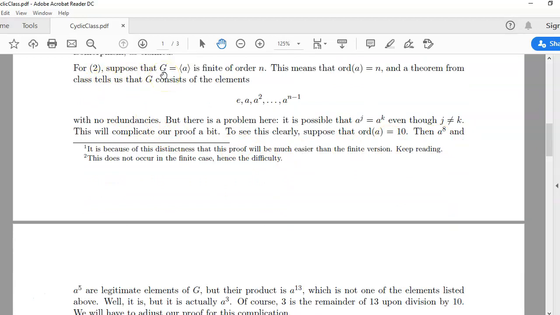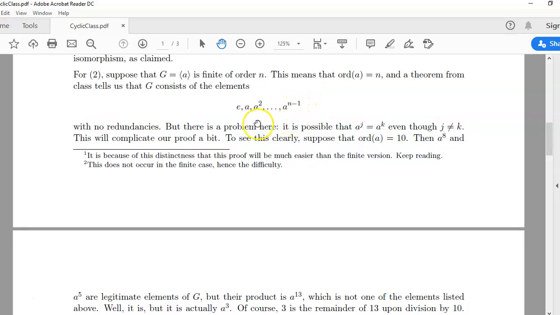So suppose that G is generated by a, okay, and a is going to have to be a finite order element of order n because the same thing is true for G. Well, we had a theorem from class, back when we met face to face, that says when the order of a is n, this is your complete list of elements with no redundancies. a to the 0th, a to the 1st, a squared, a cubed, up to a to the n minus 1 are all different, but then a to the n loops back around and is the identity, and a to the n plus 1 is a, and a to the n plus 2 is a squared, and so on, right? So that's the problem. It's possible that a to the j is equal to a to the k, even though j and k are not equal, okay?